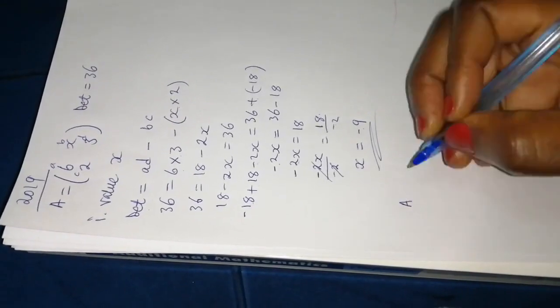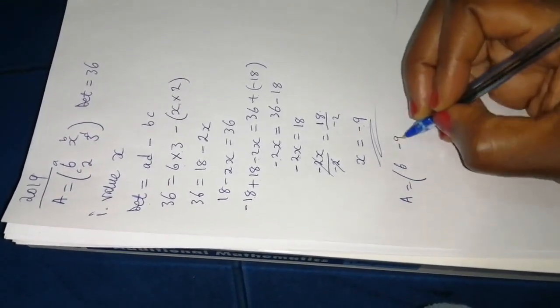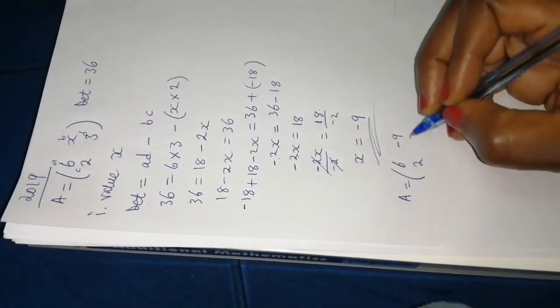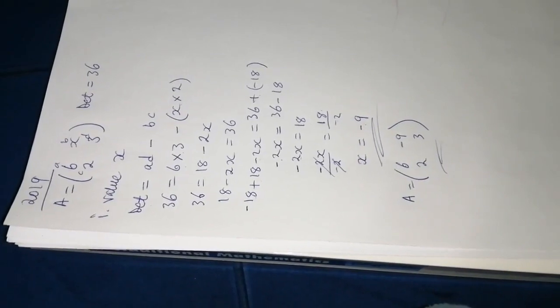If we were to rewrite it, we'll have 6, where there is x we put negative 9, then we'll have 2 there and 3. So this is matrix A.